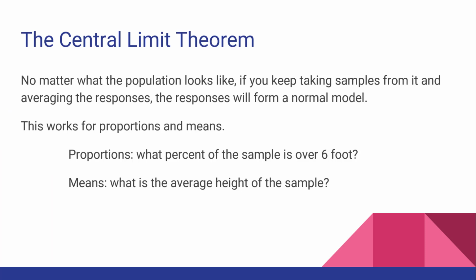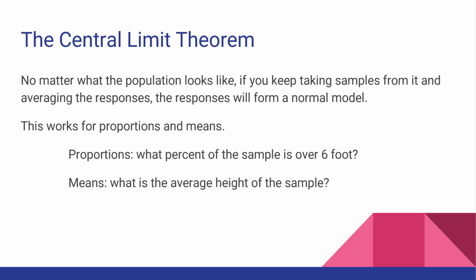The central limit theorem is like the central pillar of this unit, and you'll use it so much in the coming videos. So what it says is, no matter what the population looks like, if you keep taking samples from it and averaging the responses, they will form a normal model. This is going to work for proportions and for means. So the means is basically what we just did. We took 5 people out of the population, and then we took their average of whatever characteristic. For proportions, it's a little bit tweaked, but it's basically the same concept.